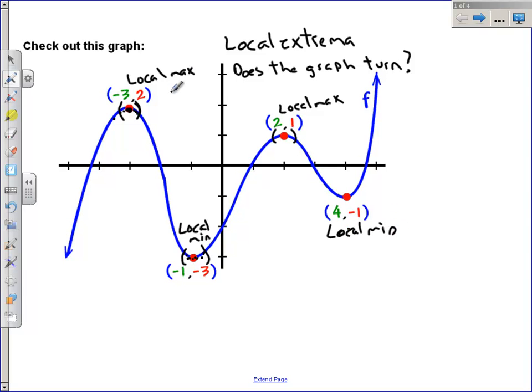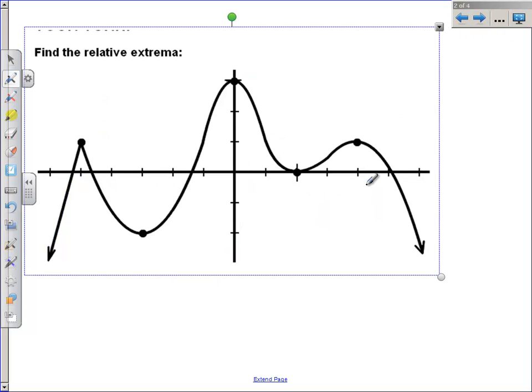So here's what I would say. This graph has a local max at negative 3, 2. The negative 3 tells where it happens on the x-axis. The 2 is actually the y value. So we're saying around negative 3, this graph never gets taller than 2. 2 is like the highest point. Then the second one, I would say this graph has a local min at negative 1, negative 3. The negative 1 tells me where it happens on the x-axis. The negative 3 tells me what that minimum value is. Then we have a local max of 1 when x equals 2, and a local minimum of negative 1 when x equals 4. So let's go look at one that's not labeled.